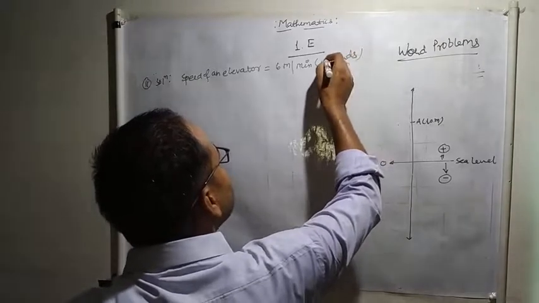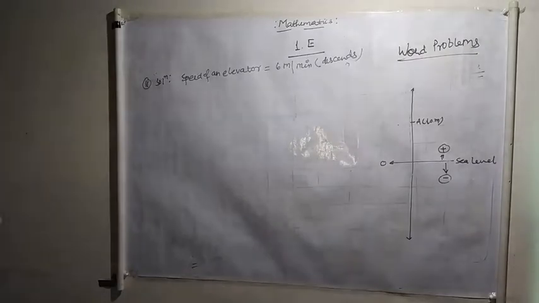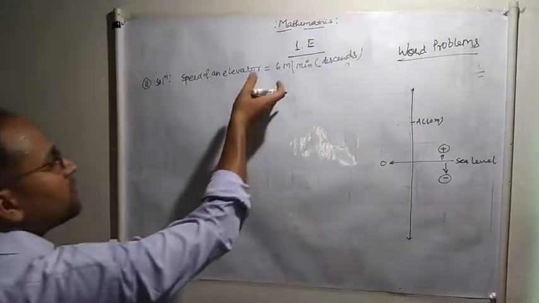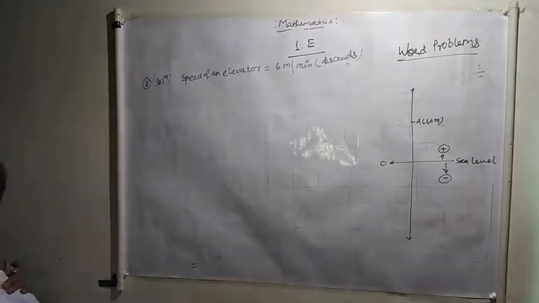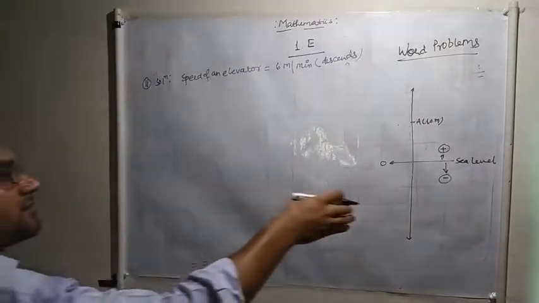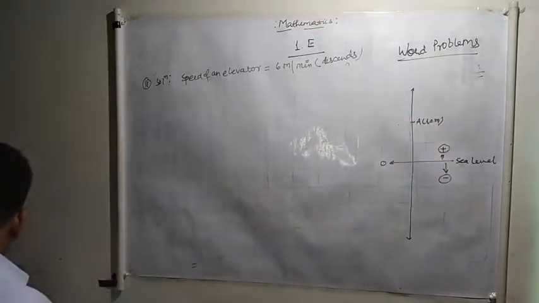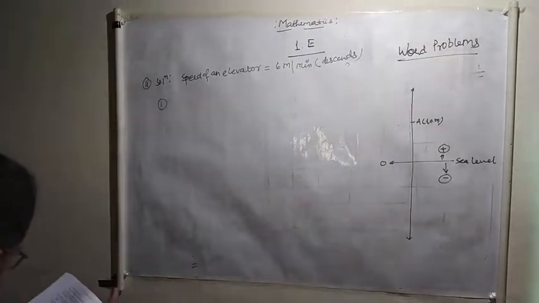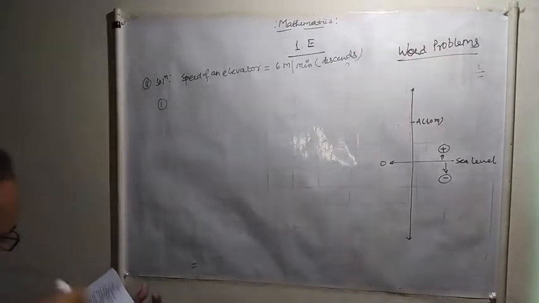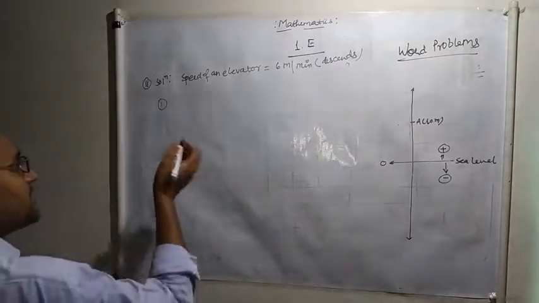Descends means that it is descending in every minute. It means that you will use a minus sign for this case also. And this descending started at 10 meters above the sea level. So for the first one, where will it reach in 20 minutes?